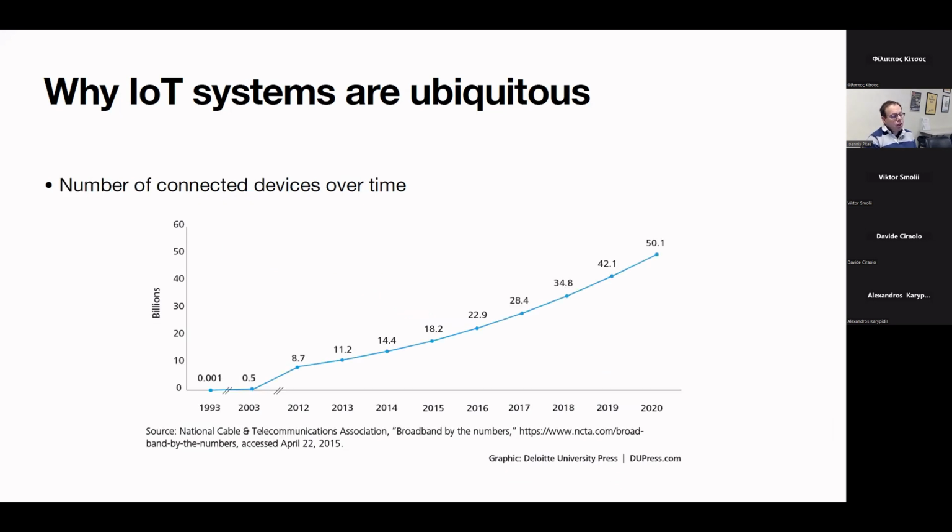And as a consequence of all this, we see that the number of connected devices on the internet has increased over time. By 2020, it was estimated to be about 50 billion devices connected to the internet.